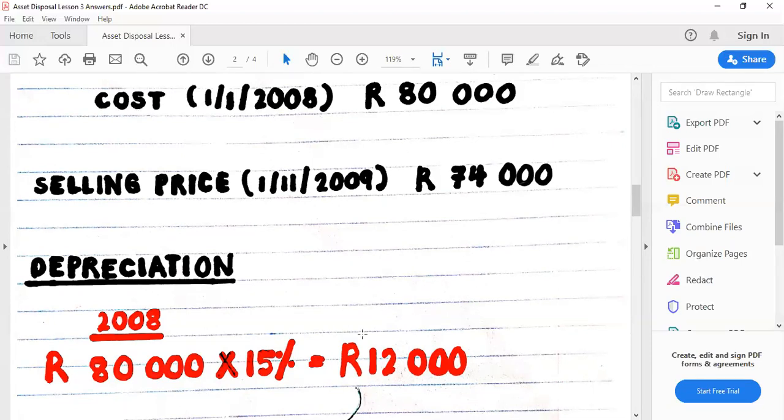So this 12,000 Rand is the previous year's depreciation. So with this figure, this 12,000 Rand here is going to help us to work out our current year's depreciation. Remember, because this is the diminishing balance method. So what we do here is we take the cost in 2009. So the cost was 80,000 Rand.